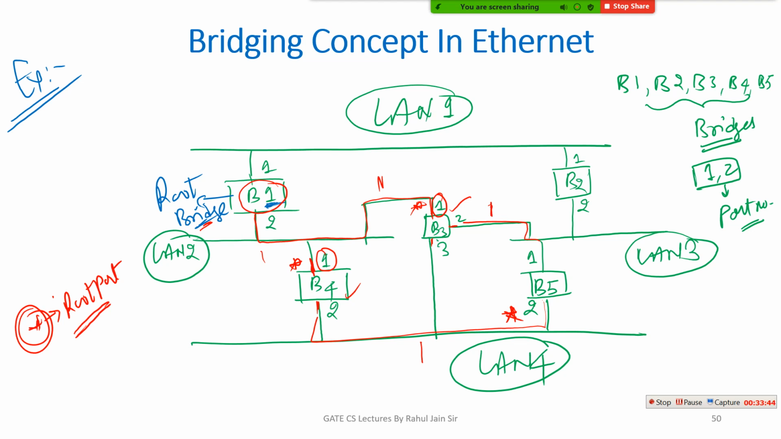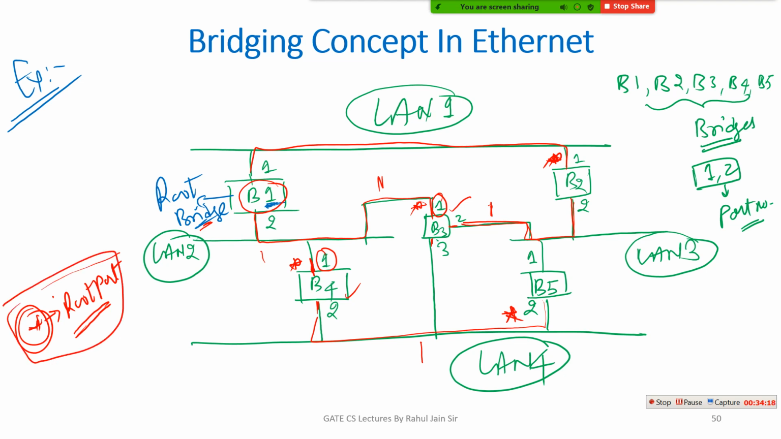Now consider B2. The first port of B2 would be considered as a root port. Why? Because it is closest to the root. If I consider port 2, then from port 2 I need to go to B3, and then from B3 to B1. But B2 is directly connected to B1 via port 1. So it is closest, so port 1 is considered as a root port.